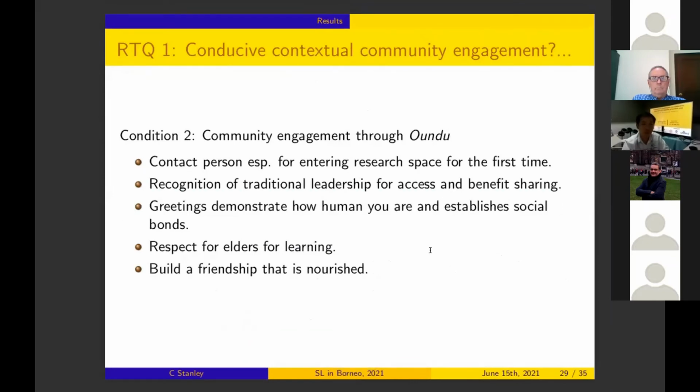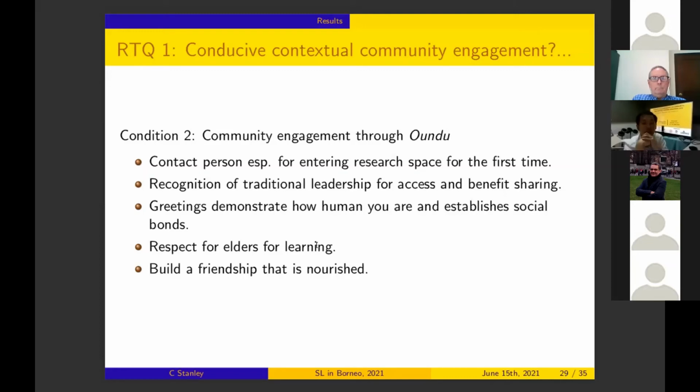And then community engagement through Ubuntu. So, a contact person, especially when you're entering the community for the first time: have someone from that community who can tell you about the protocol and how to engage with the communities. So recognition of the traditional leadership, greetings, how human you are, and establish social bonds. The greetings are very important, longer greetings, and sometimes you need to understand in their language, we have very good familyhood. So it's very important to know how you are related before you can proceed. And respect for elders in learning. This came out as very important: if you are not respectful, how can I transfer the knowledge to you?